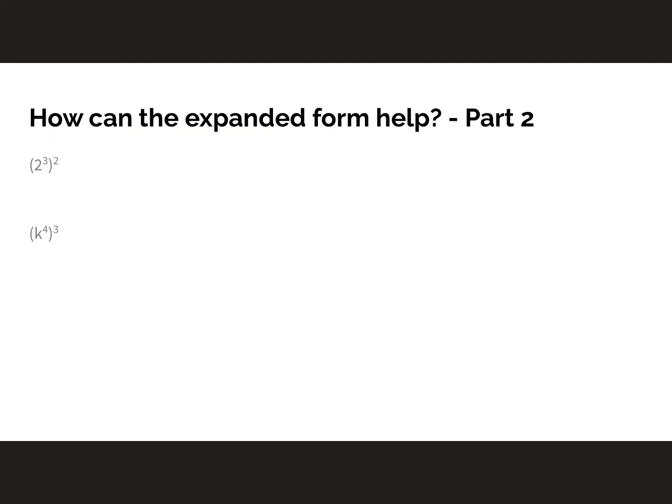Well, now let's look at this one. We are looking at how the expanded form can help here. So I have 2 to the third power squared. So that is 2 to the third power times 2 to the third power. Everything inside the parentheses acts like the base. Well, if I have 2 to the third power times 2 to the third power, I know that I'm just going to add those exponents, so that gives me 2 to the 6th power.